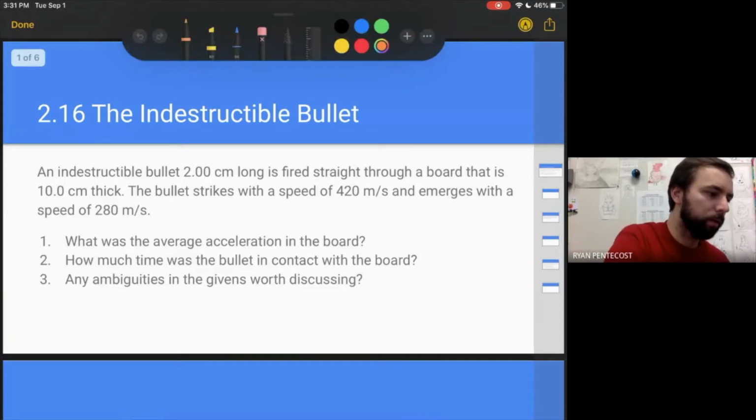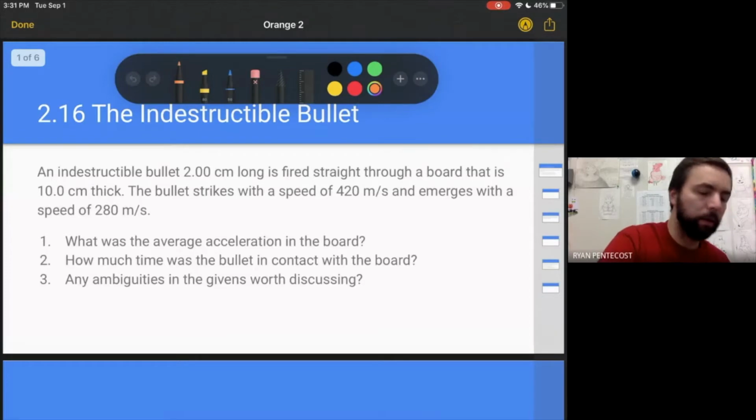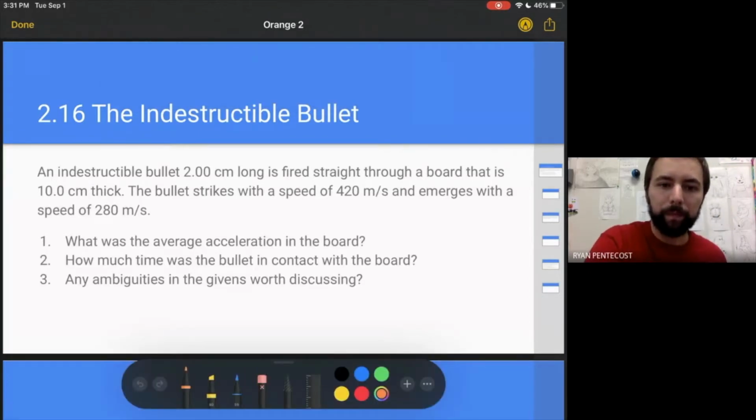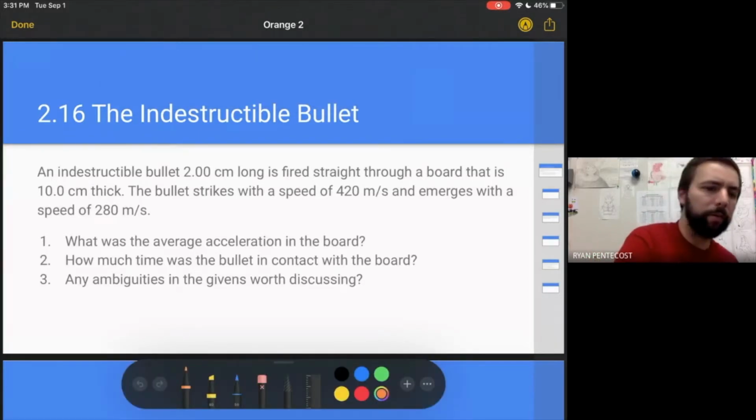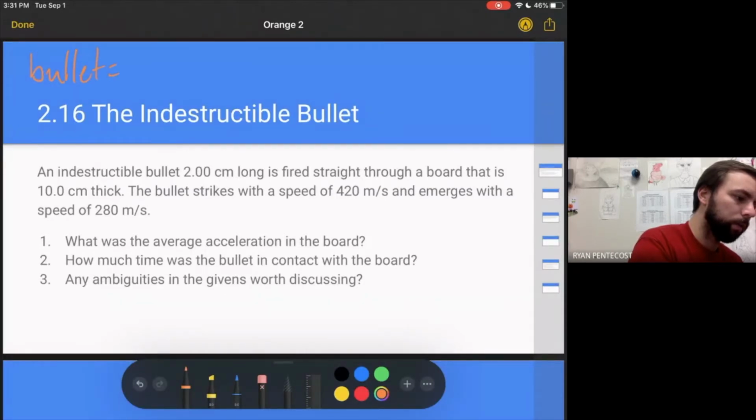First, let's write down our givens. We have the bullet, which is 2 centimeters long. Then we've got the board. The board is 10.0 centimeters.